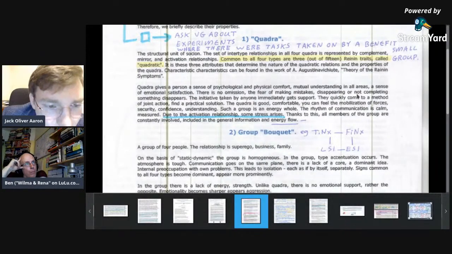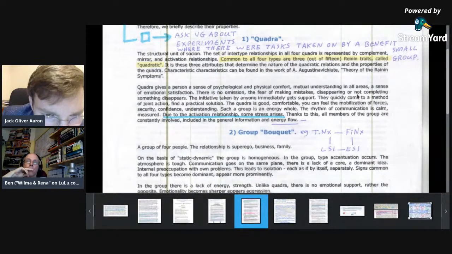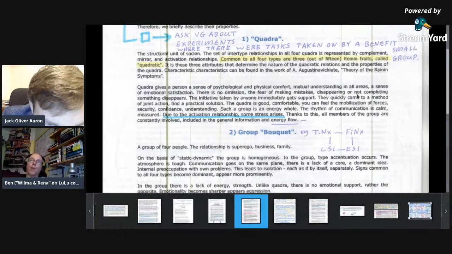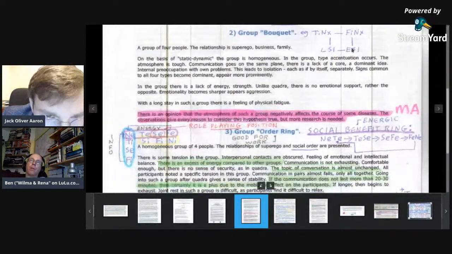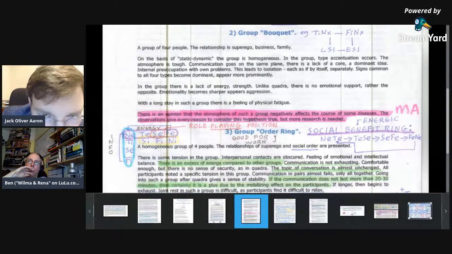Due to activation relationships, some stress arises. Thanks to this, all members are constantly involved, including general information and energy flow. So the stress is a good thing. Okay. So, right. Okay. And now we've got bouquet. Superego, business and family. Right. Okay.